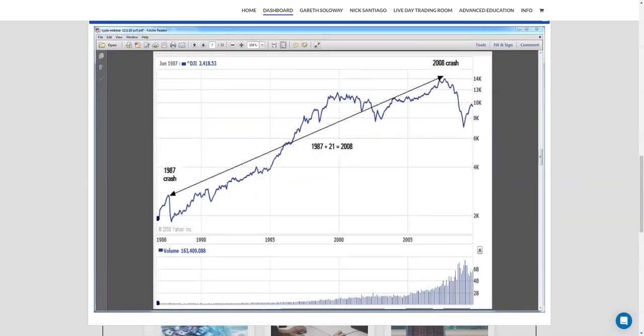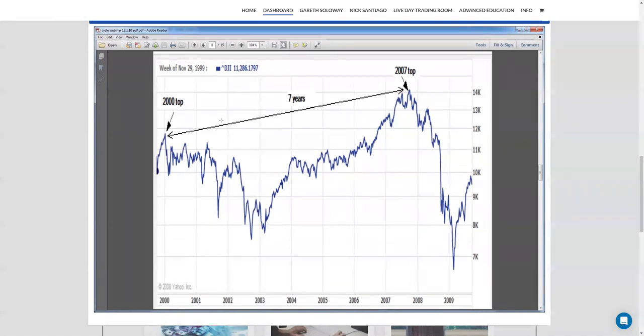1987. Add 21 years to the 1987 crash. What do you get? You get 2008. Was that a pivotal year? You betcha. That was a huge year. Market was very volatile. Seen some major declines. Big time sell-off.